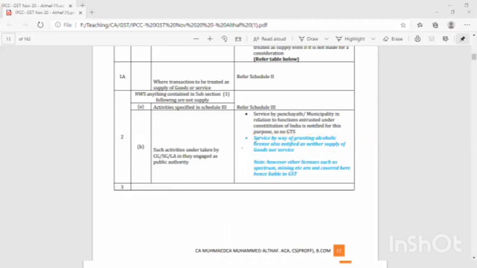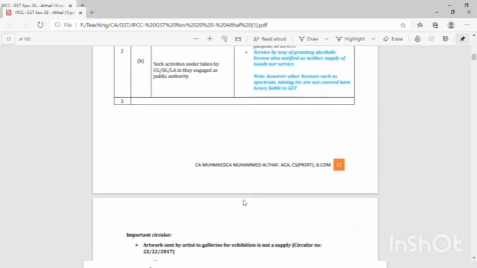So you can just learn that also. This is the amendment that happened in section 7. Nothing else. That's the only thing you have to newly study. But this amendment is not applicable for other kinds of license, for example spectrum licenses, telecom, or a mining license. All of that is still liable to GST. Only the license to supply alcohol is covered. So that is the one thing you have to understand.